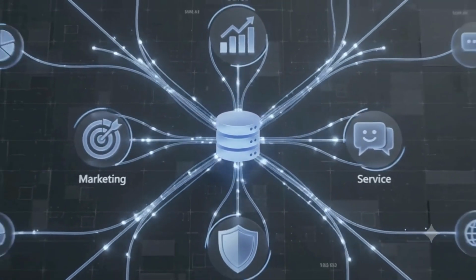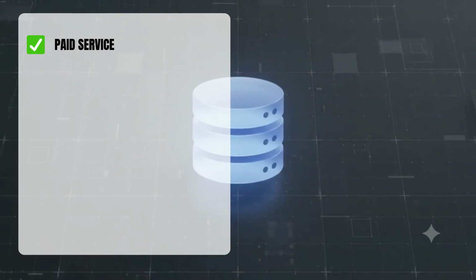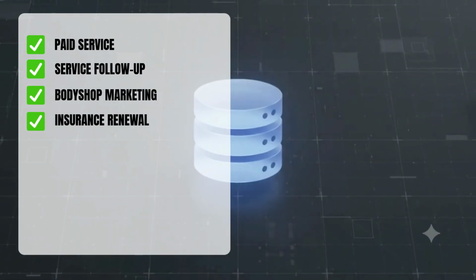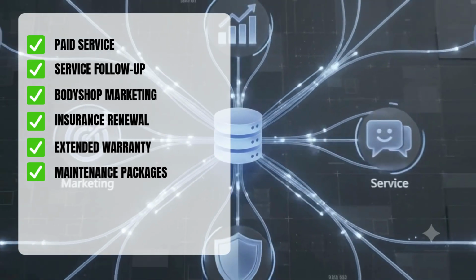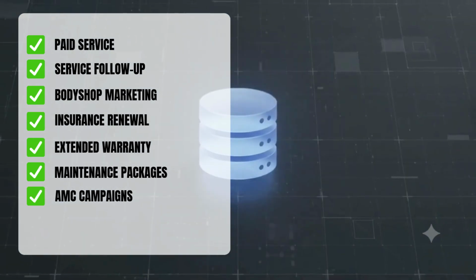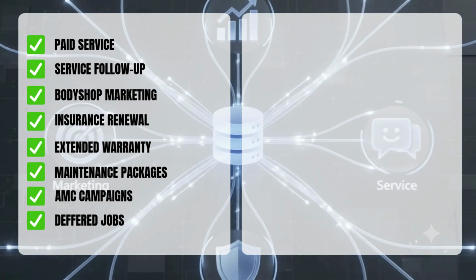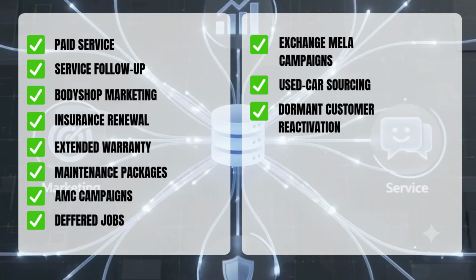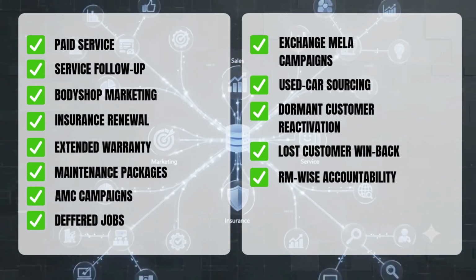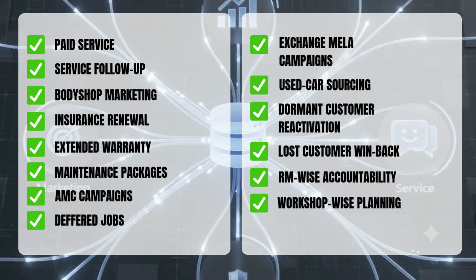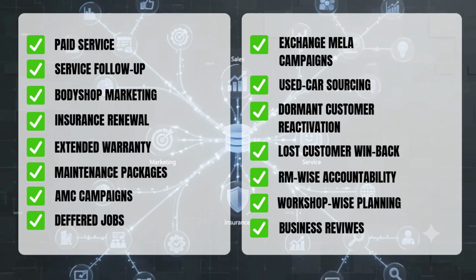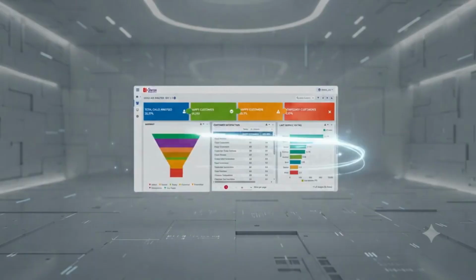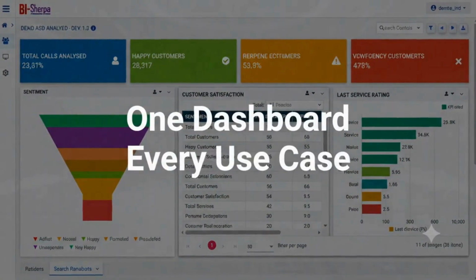This single platform supports all your marketing efforts: paid service campaigns, free service follow-up, body shop marketing, insurance renewal, extended warranty upsell, maintenance package and AMC campaigns, deferred job reminders, exchange mailer campaigns, used car sourcing, dormant customer reactivation, lost customer win-back, RM-wise accountability, workshop-wise planning, and dealer group level business reviews across every showroom and workshop you run. One dashboard, every use case.